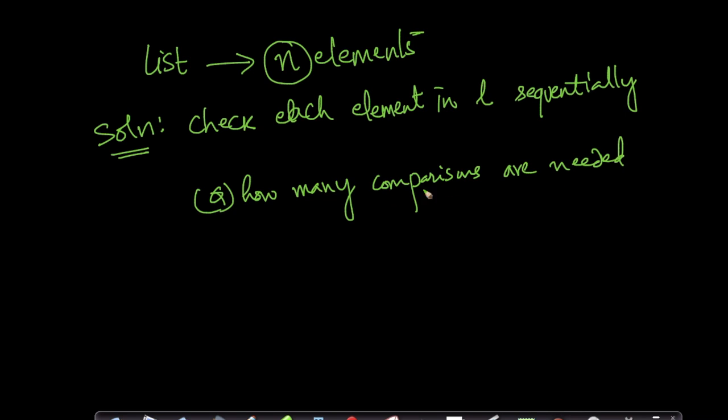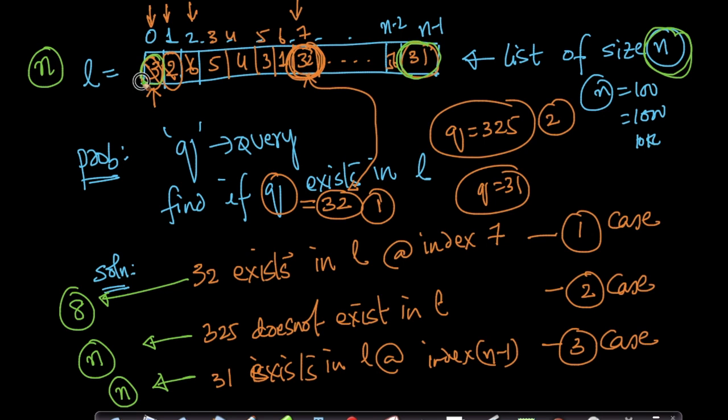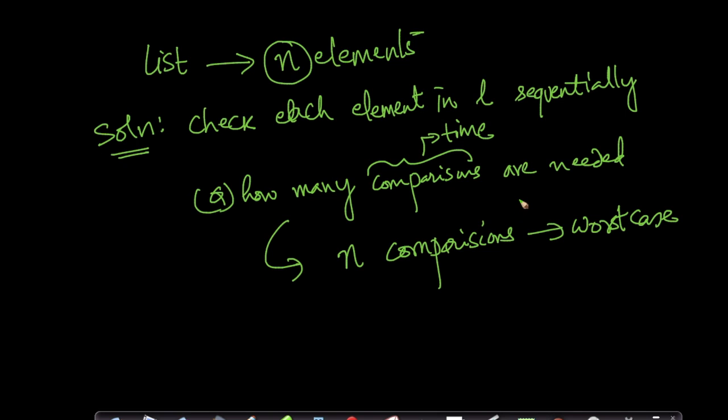Now, each comparison takes some time. If you have n elements, the question here is, how many comparisons are needed? You need roughly n comparisons in the worst case. Of course, in the best case, you could get extremely lucky and your number could be here. Then you just needed 1 comparison, right? But in the worst case, you needed n comparisons, right?